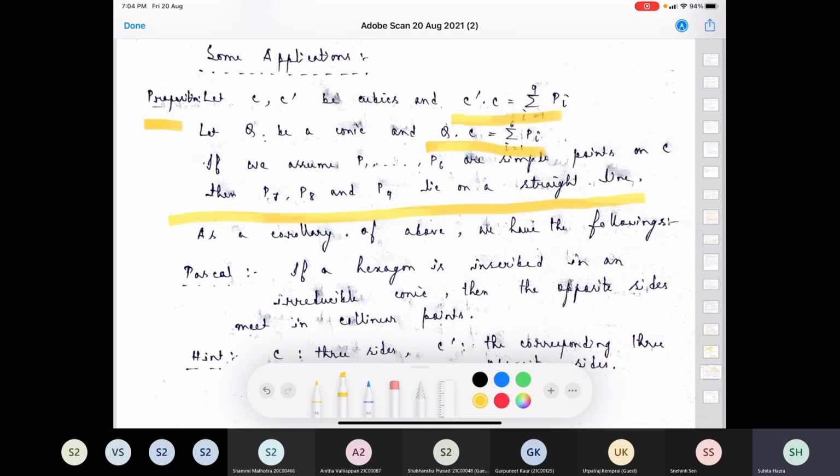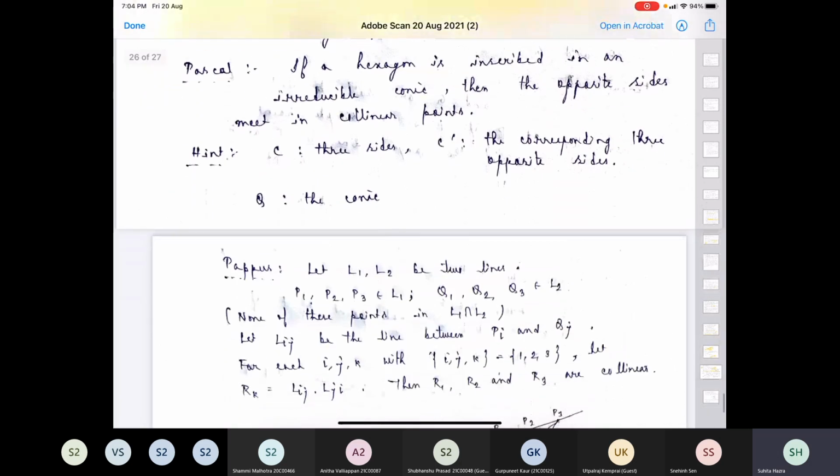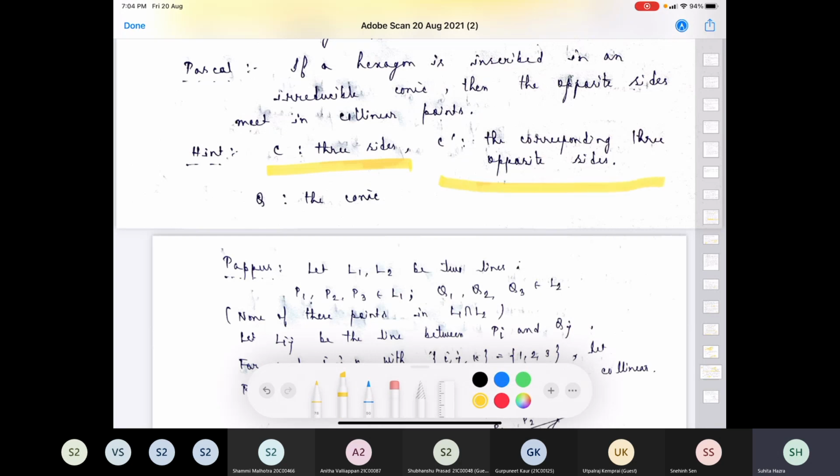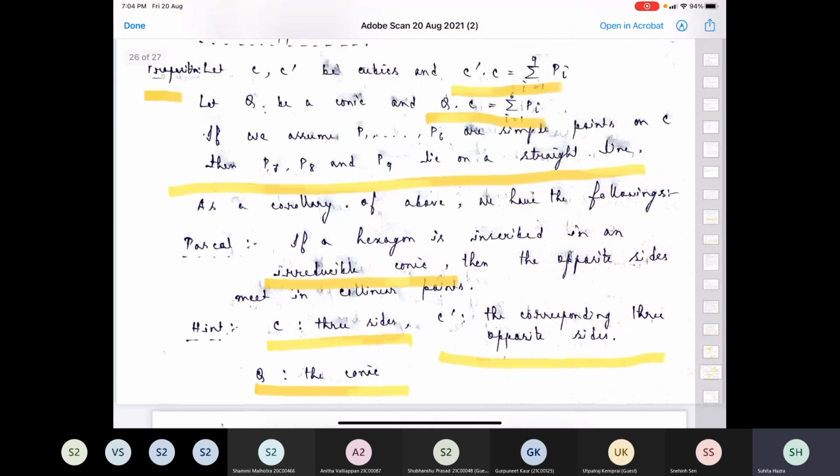So now, using this proposition, which is a very ready application of Max Noether's lemma, from this we have Pascal's theorem. It says that if a hexagon is inscribed in an irreducible conic, then the opposite sides meet in collinear points. I have given the hints here, and I think you can understand it. If C is three sides, so it's a cubic, and C dash the corresponding opposite sides, so C dash is also a cubic. And the irreducible conic in the problem, I have taken as Q.